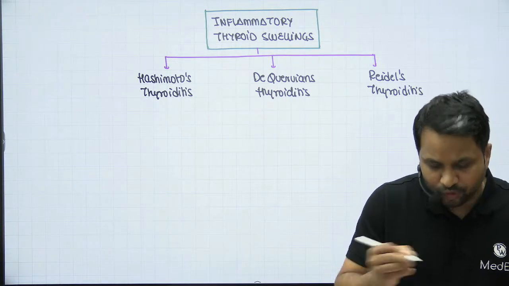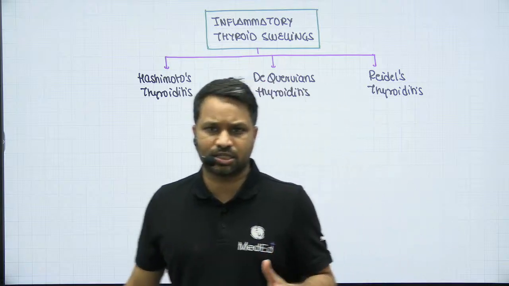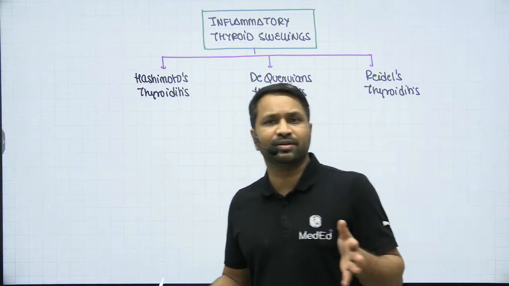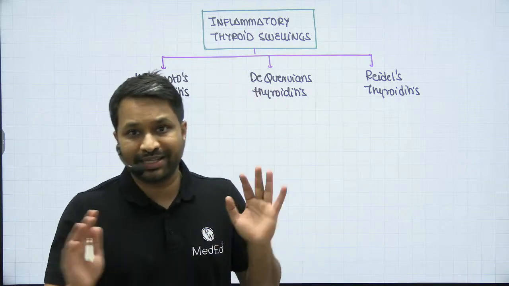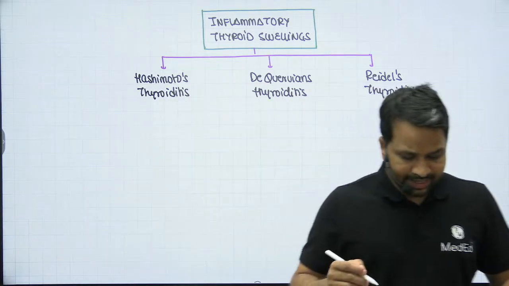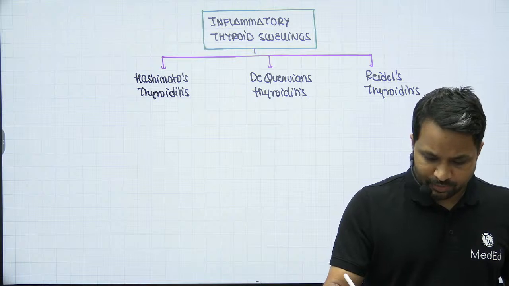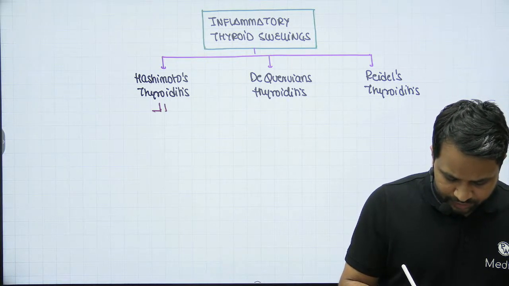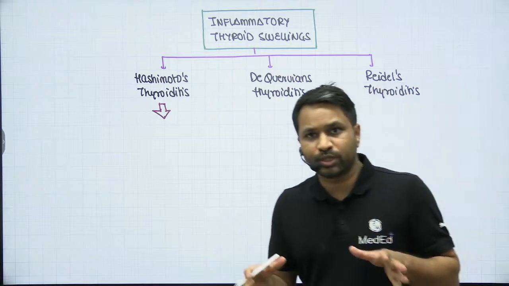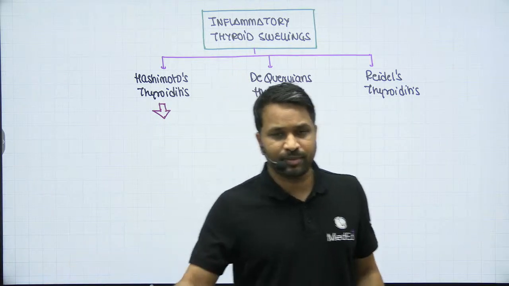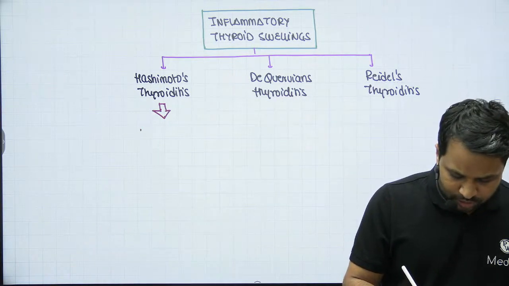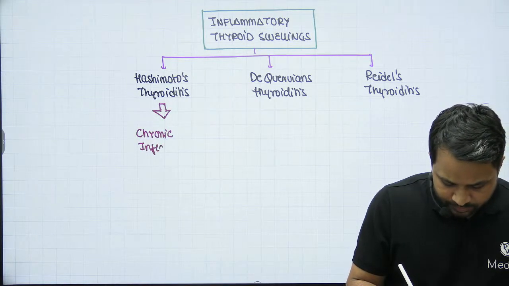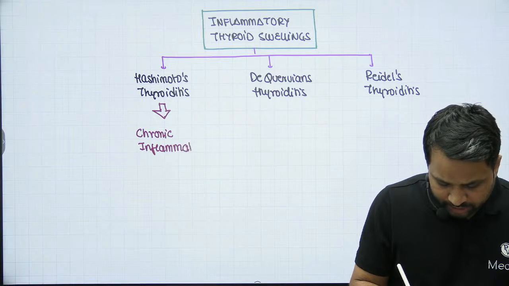Now, before we move on, the word itis basically means inflammation. When you talk about inflammation, we have 3 different types: acute, subacute, and chronic forms of inflammation. Can anybody tell me Hashimoto's is which type of inflammation? Is it acute, subacute, or chronic? Remember, Hashimoto's is an example of a chronic inflammation.